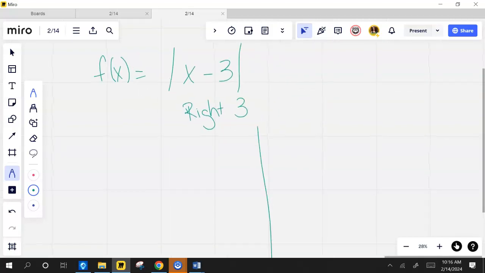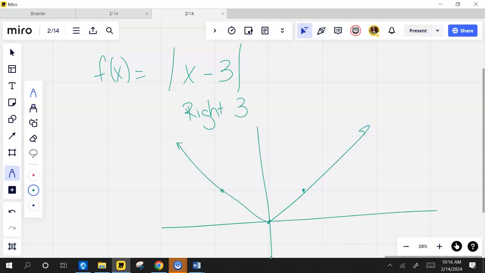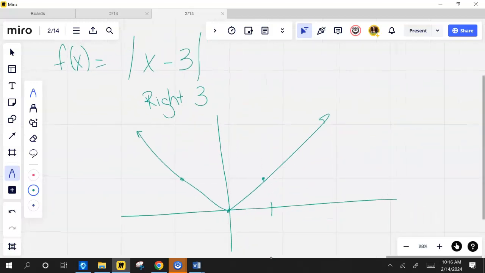So if I think about the parent, right? Here's the parent. Every single point on my graph moves to the right 3. 1, 2, 3. 1, 2, 3. 1, 2. Does that make sense?